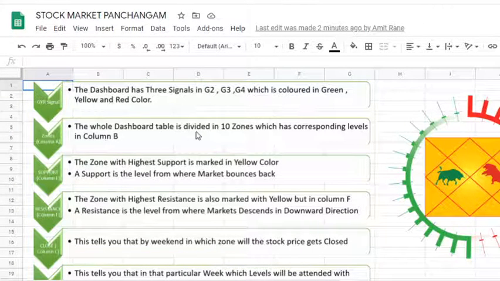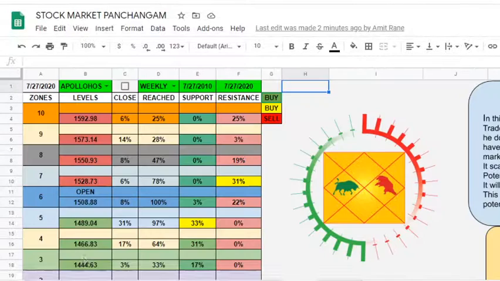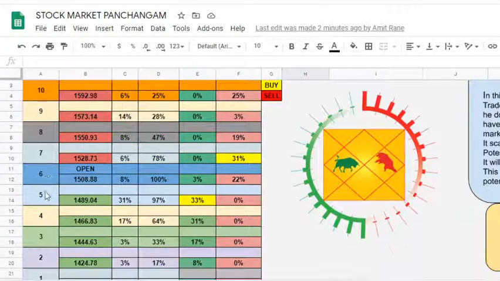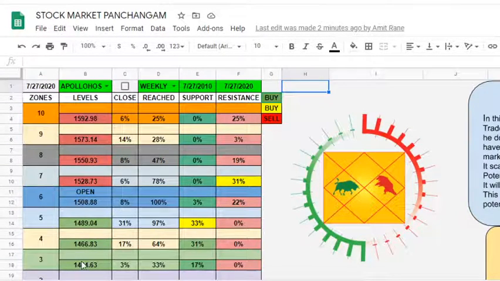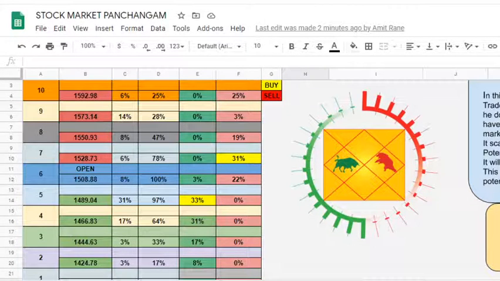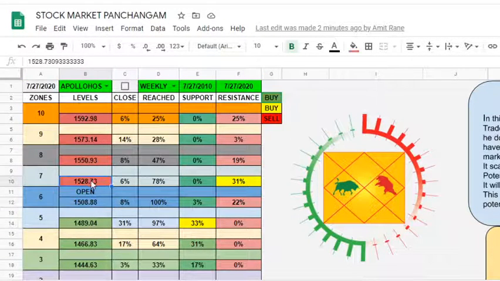The next output mentioned is zones. The whole dashboard is divided into 10 zones which have corresponding levels in column B. You can see that the complete dashboard is divided into 10 zones and its corresponding levels are mentioned in column B. For every zone there is a level: 8, 9, 10.